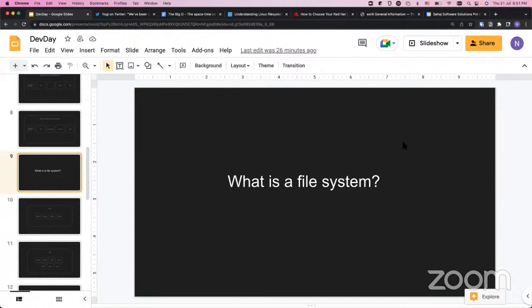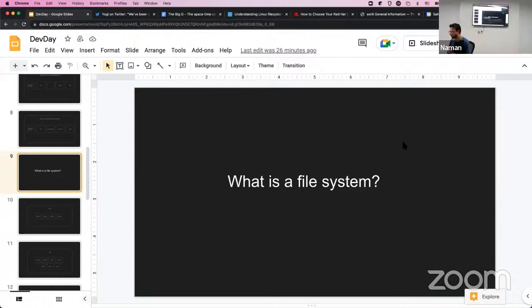I think it's a representation of the storage in an operating system. Correct. So basically, file system helps us to interact with the disk. Like you said, it gives a structure. It provides us a way to deal with the disk.